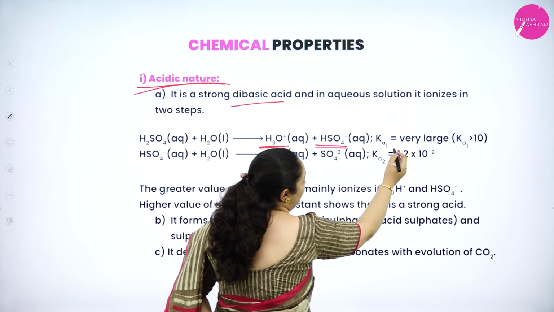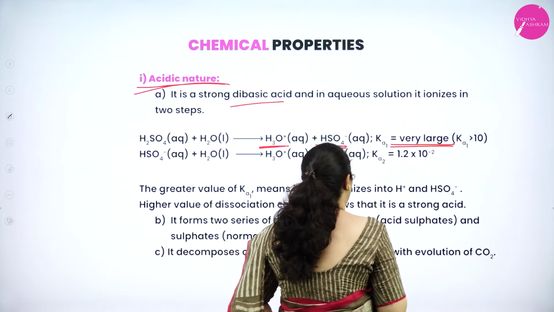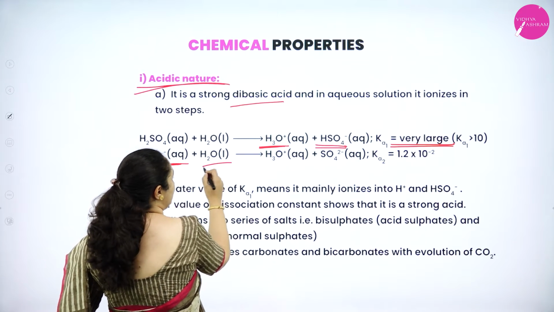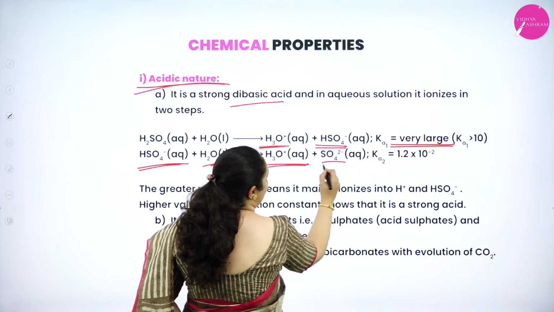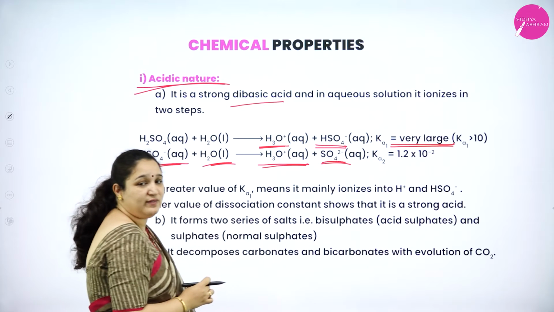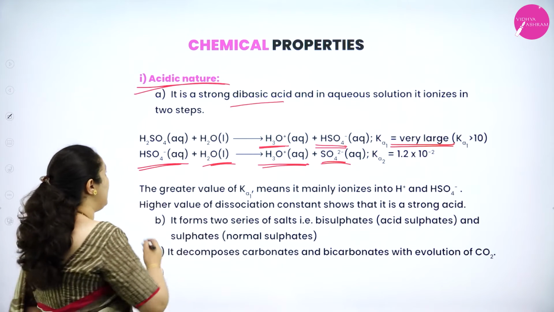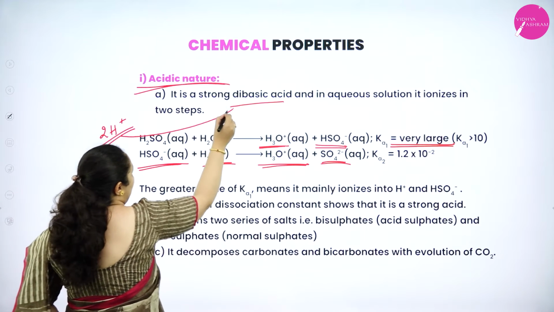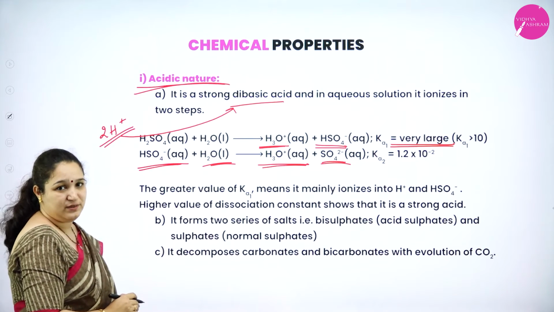You can see here the Ka value is very large. Second step is HSO4 minus will give away one more H plus ion to water to form SO4 2 minus. So it will give away 2 H plus ions. Thus it is called a dibasic acid.